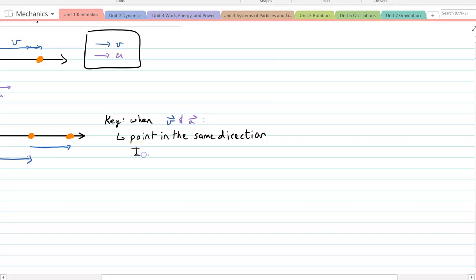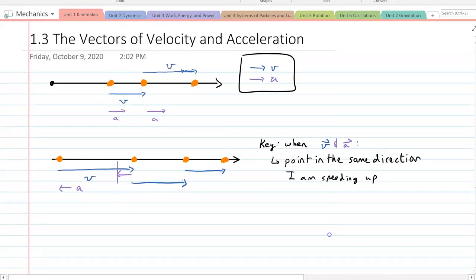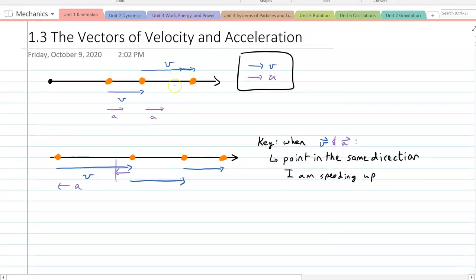I am speeding up. This was our first example, the first one that I did, right? This first diagram here, right? They're pointing in the same direction. I'm getting faster and faster every single time. When they point in opposite directions, I am slowing down.